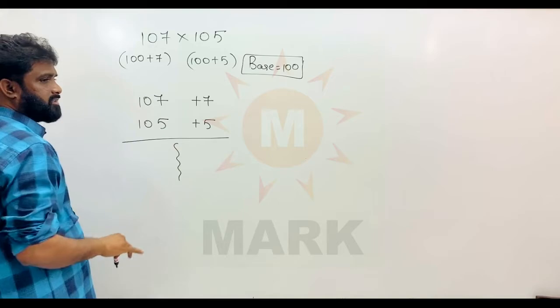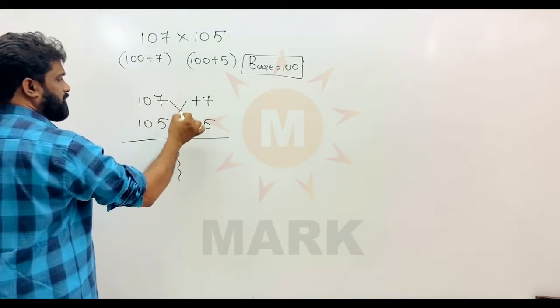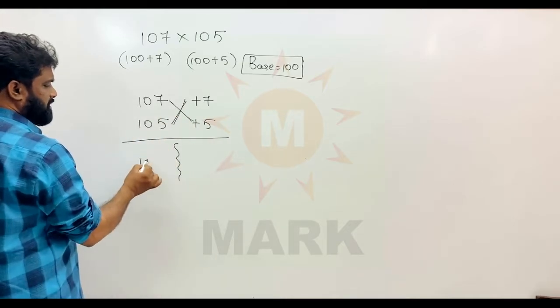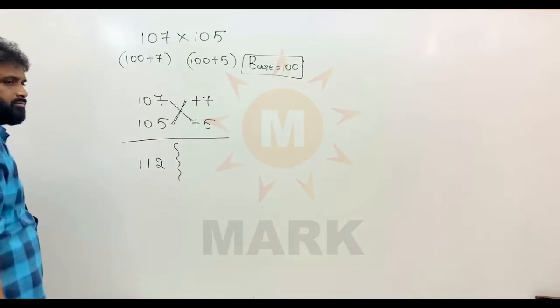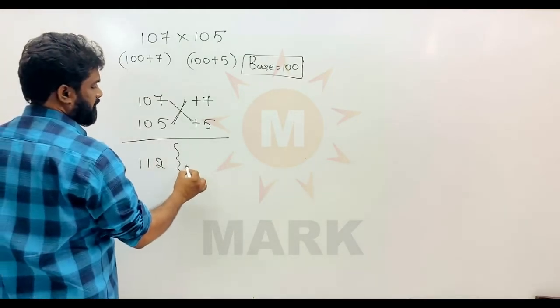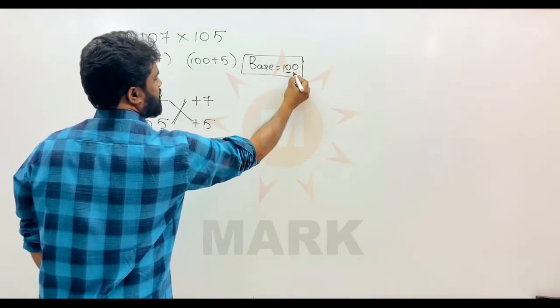So basically I will divide my answer into two halves, left half and right half. In the left half, what do I write? The cross sum. What is the cross sum? 107 plus 5, or 105 plus 7. I will get the same number, 112. Now in the right half, how many slots do I have to give? 2 slots I have to give, because in my base number 100 there are 2 zeros.